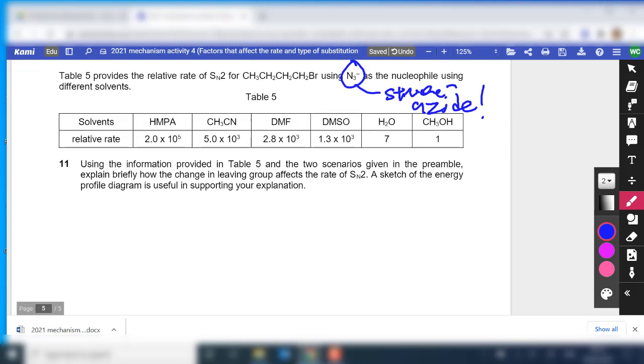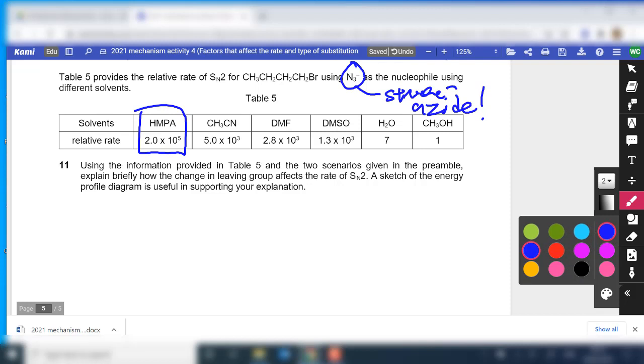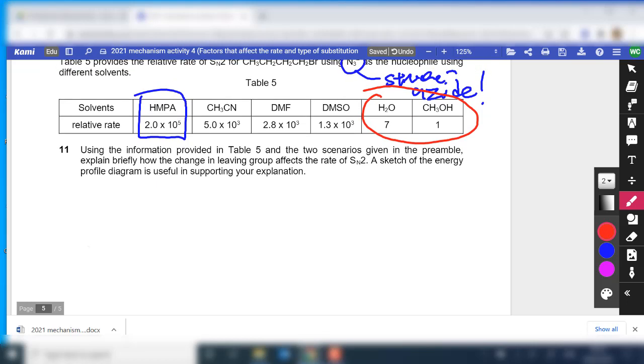So you realize that for N3 minus, the rate is the fastest in HMPA. It's the fastest, and it's actually the slowest in solvents that are capable of forming hydrogen bonds. So now the question is, using the information provided in table 5, briefly explain how the change in solvent affects the rate of SN2. Notice the typos here: this is supposed to be solvent. My apologies.